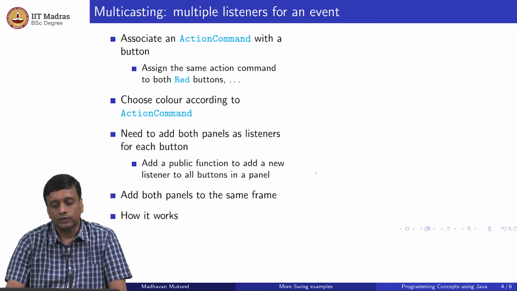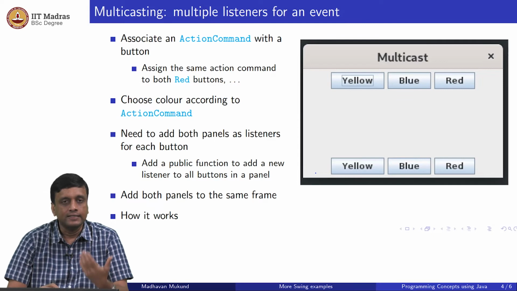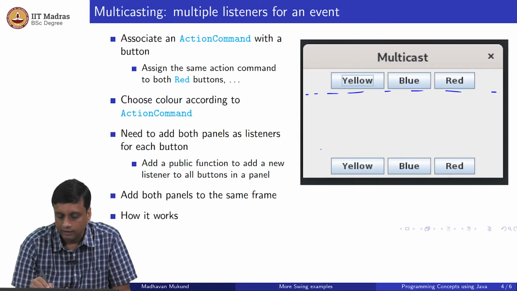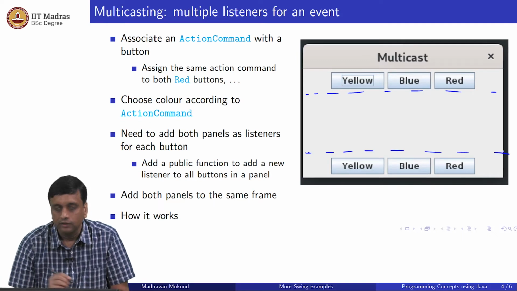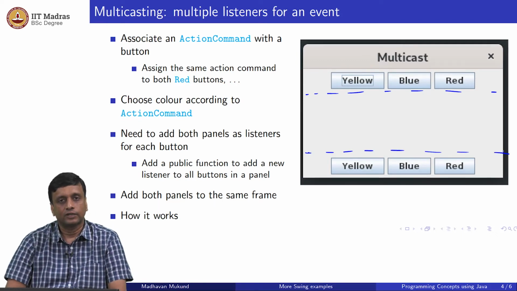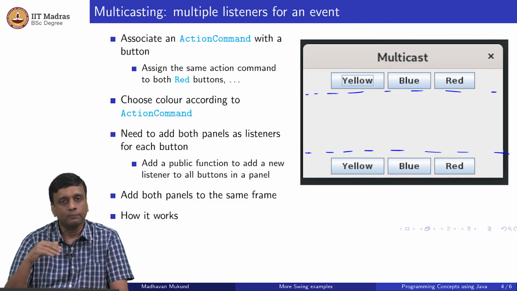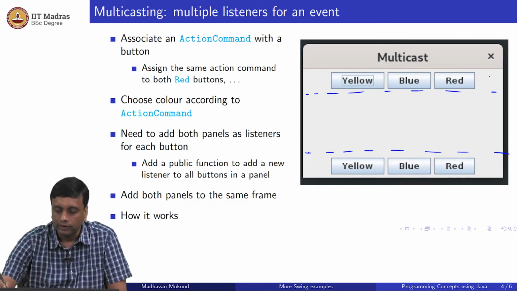So this is how it works, right. First of all, you can't see the panels right now, but there is an invisible line here and here which corresponds to the boundaries of the 2 panels, okay, because I have pushed one to the north, one to the south. So there are 6 buttons, 3 belonging to the panel 1. So this is my B1, and 3 belong to the panel 2, and each of these talks.